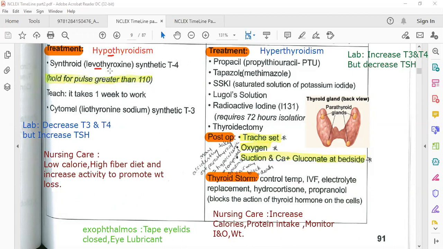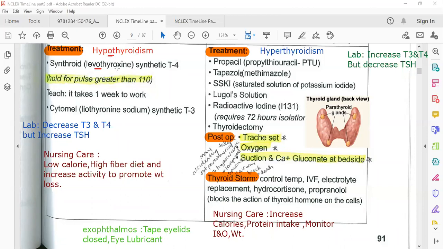So levothyroxine is used for hypothyroidism. This medication acts as a synthetic form of T3, T4, because hypothyroidism patients have decreased T3, T4. So you have to give something to increase the T3, T4, and levothyroxine is a synthetic form of T3, T4. When you give levothyroxine as a healthcare provider, you should know some side effects. What are the side effects? You must know.